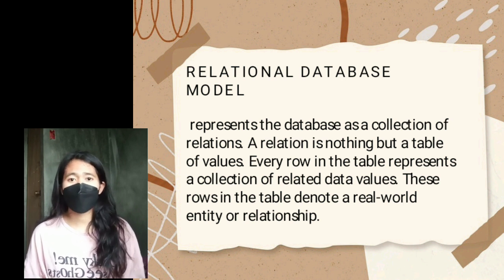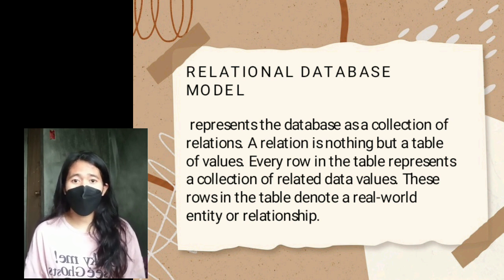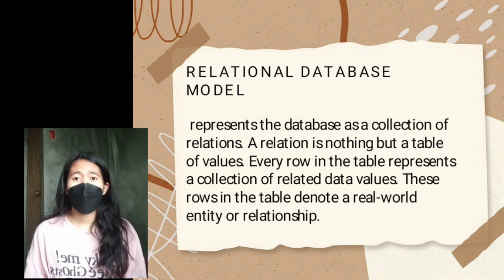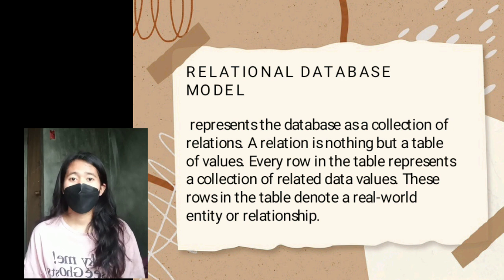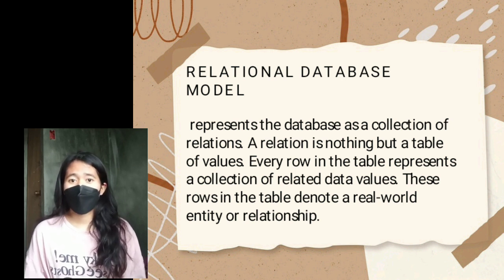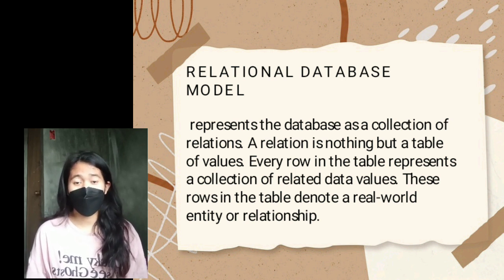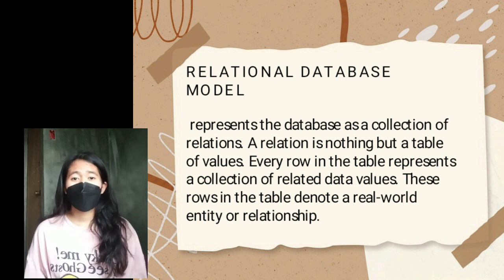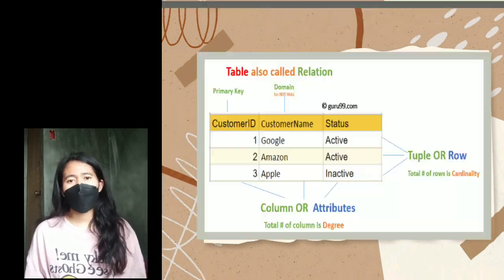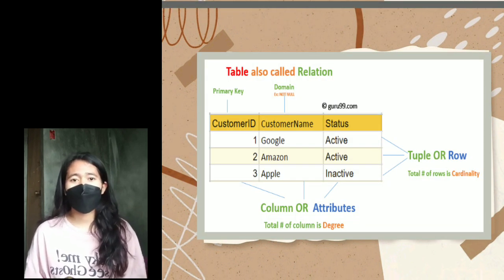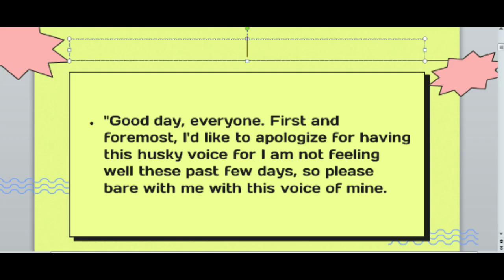This represents the database as a collection of relations. A relation is nothing but a table of values. Each row in the table represents a collection of related data values, which denotes a real-world entity or relationship. Since this model represents a collection of relations, as you can see, the data are stored as tables.